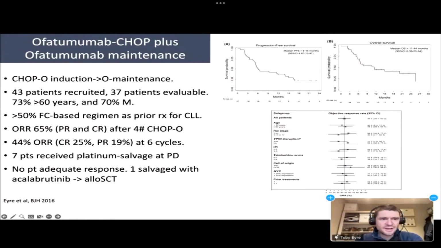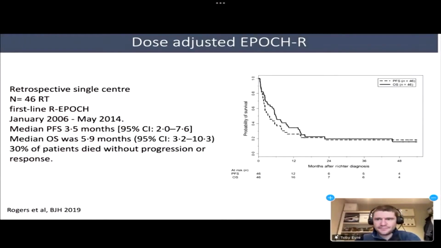One of the key things here is you actually lose responses on therapy. So the overall response rate was 65% after 4 cycles, but by the end of 6 cycles, that dropped to 44%. So 20% of those responders were actually losing their response on treatment. So clearly one of the key issues here is just the innate chemo resistance that this disorder unfortunately leads to.